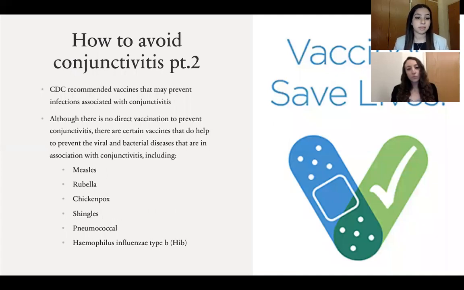CDC recommends vaccines that may prevent infections associated with conjunctivitis. Although there's no direct vaccination to prevent it, there are certain vaccines that do help to prevent the viral and bacterial diseases that are associated with conjunctivitis, including the vaccines for measles, rubella, chickenpox, shingles, pneumococcal, along with HIV.